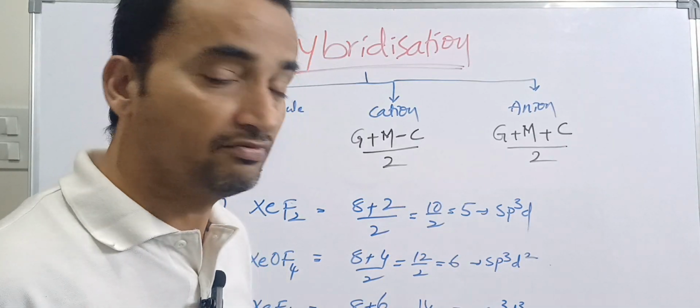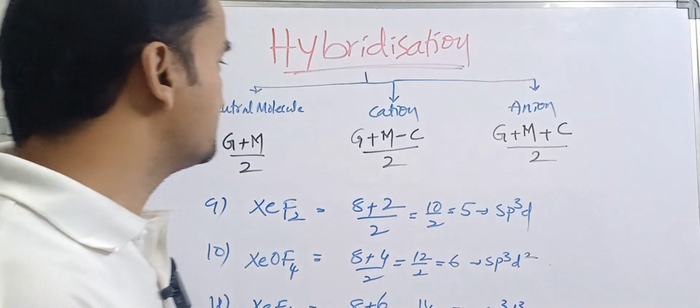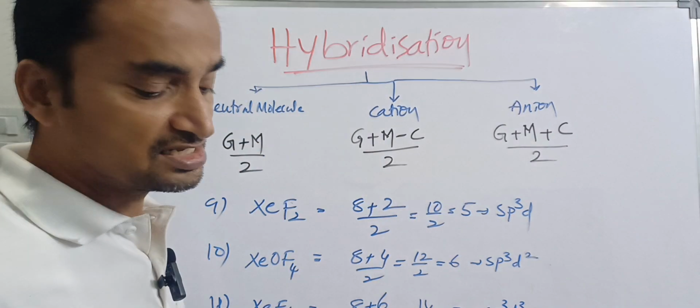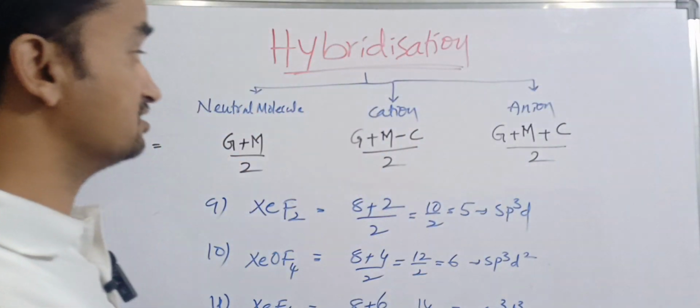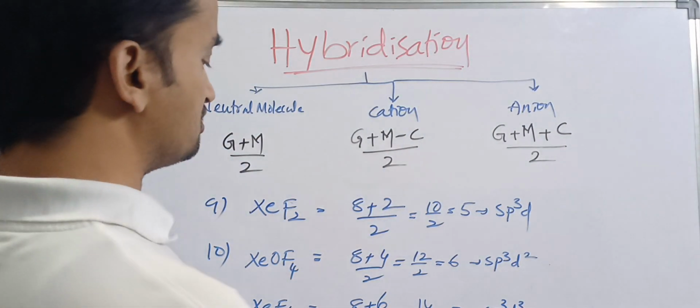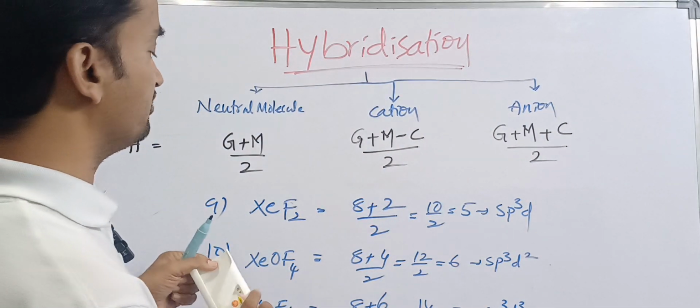Okay. So now we have seen the neutral molecules. Next we will go for the cations, where we will see whether we can apply the same concept in case of cations or not.